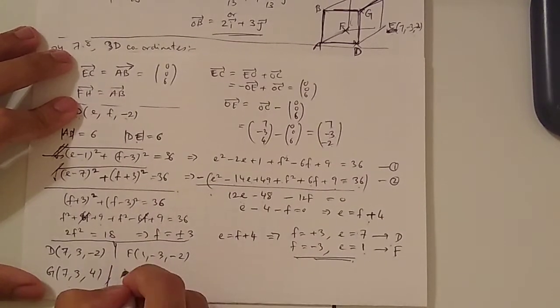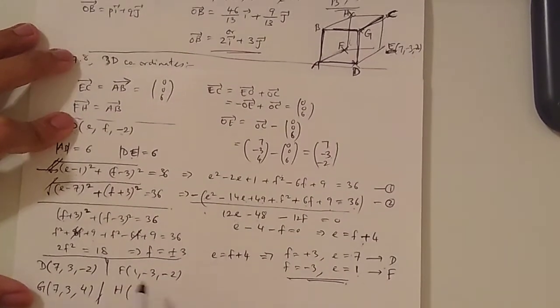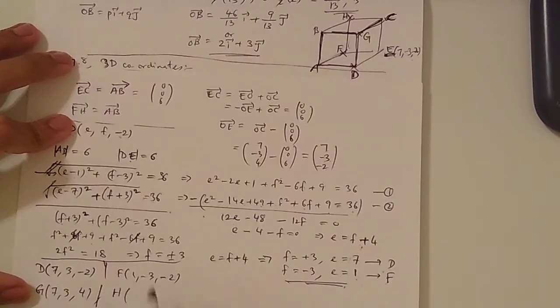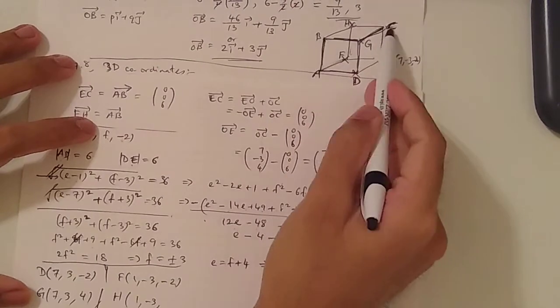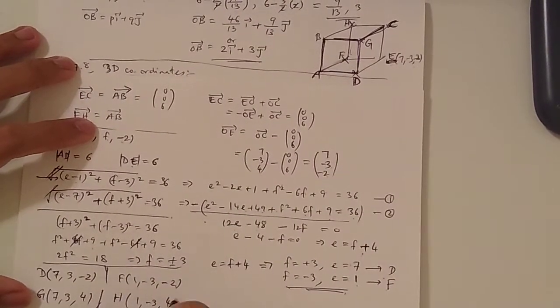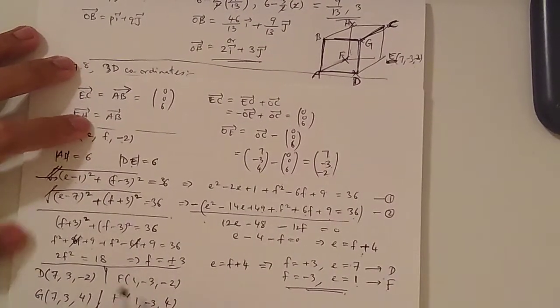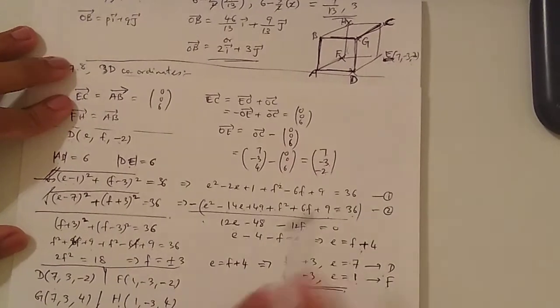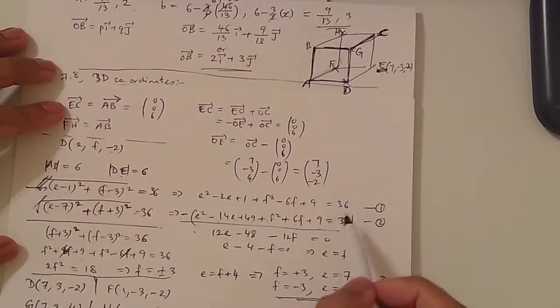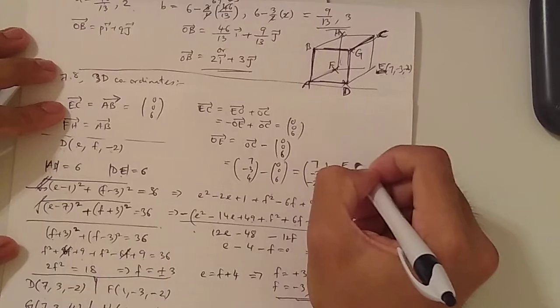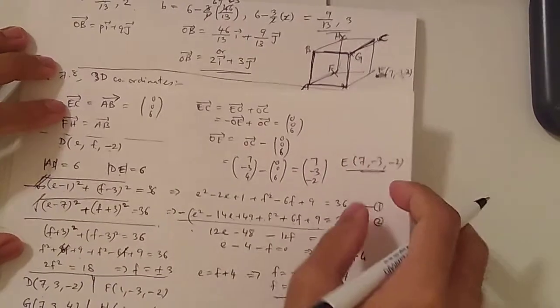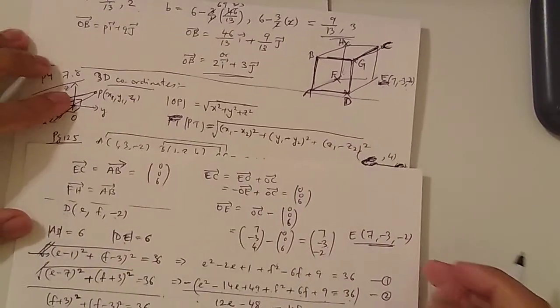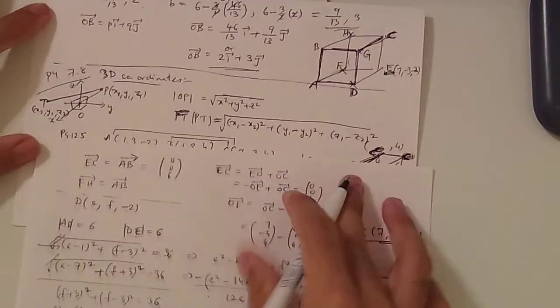Okay, and for H, it's going to have the same x and y coordinates as F, 1 comma minus 3, and the z coordinate is going to be the same as that of B and C, that is going to be 4. And there you go, we have D, F, G, H. We had E over here. Okay, E is 7, minus 3, minus 2, and D, E, F, G, H. Yeah, we are done with all the points.